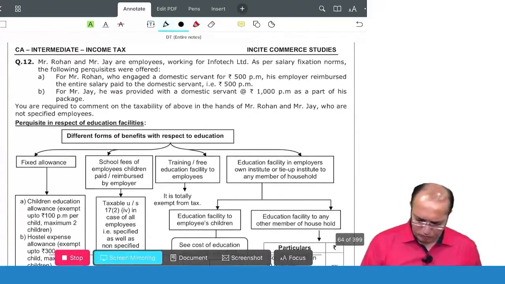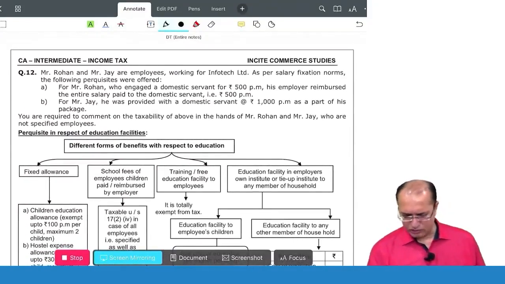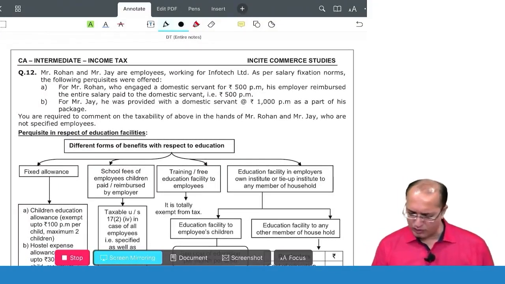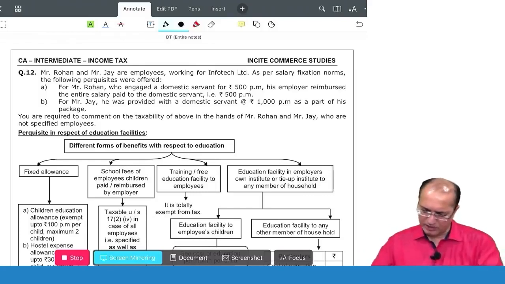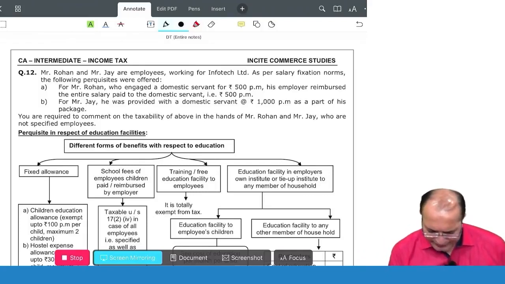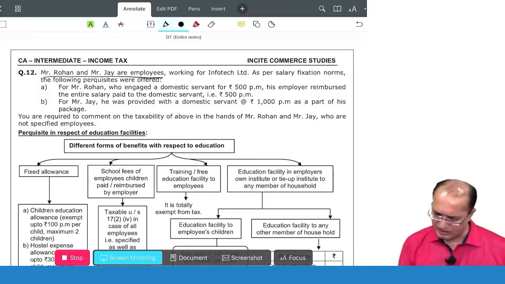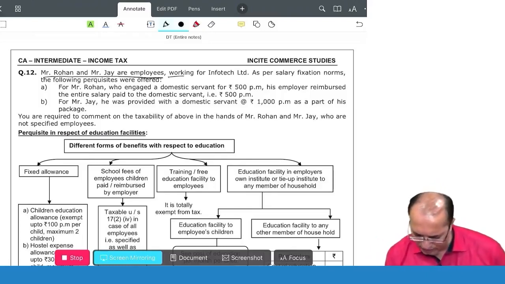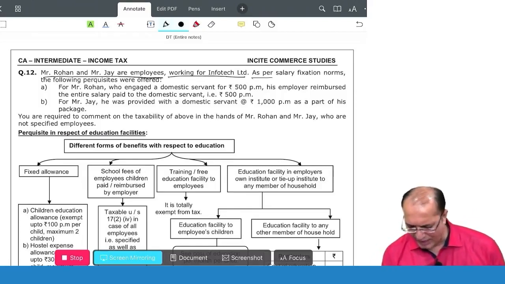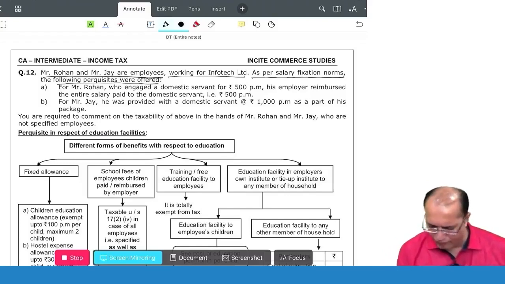So we have covered this point number 2, domestic servant facility. Now before we move on to next point, let's go through this question number 12. This question number 12 is from the ICI module. Ditto same question you are having in the module. Such question can be asked in the examination for 2-3 marks. It says Mr. Rohan and Joy are employees working for Infotech Limited. As per salary fixation norms, following perquisites are offered to them.